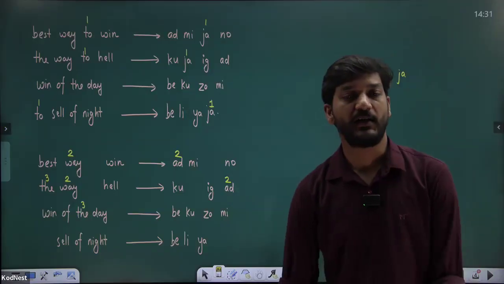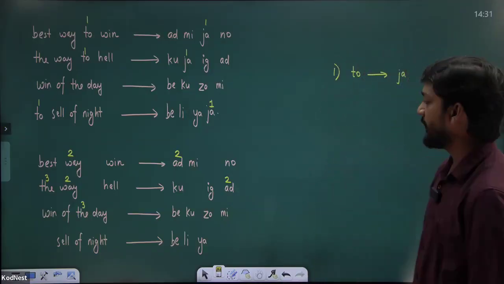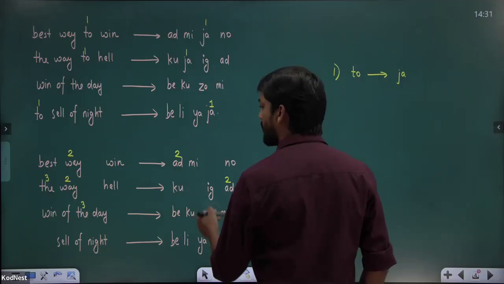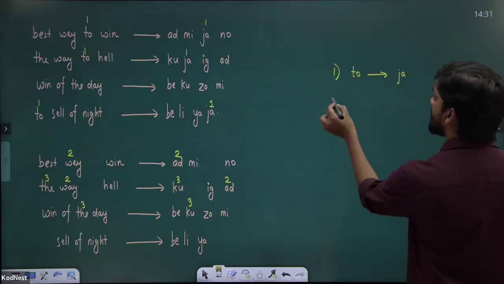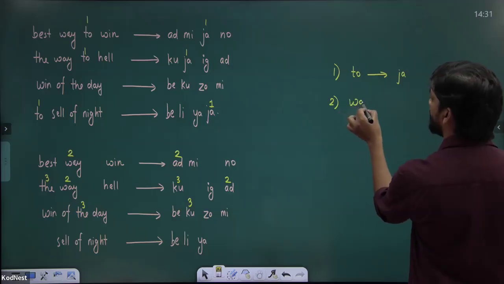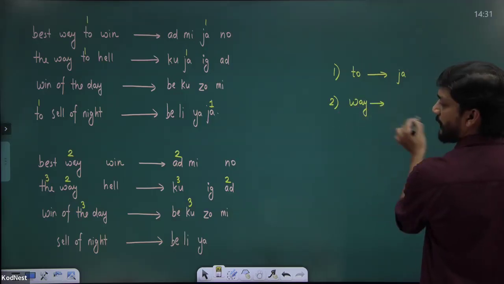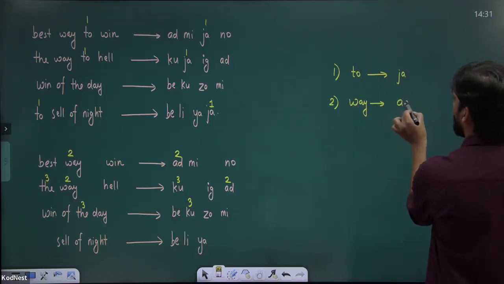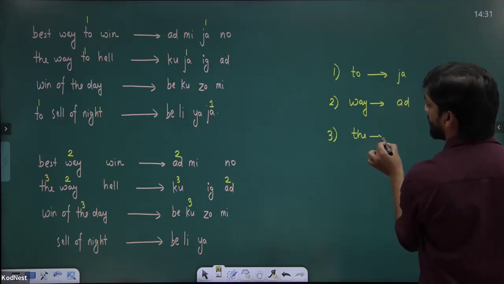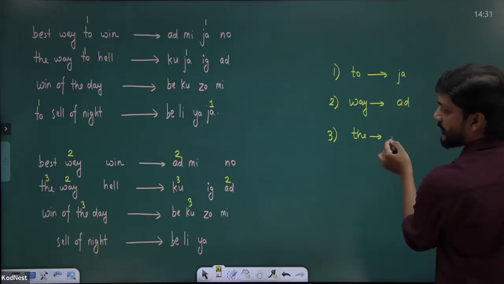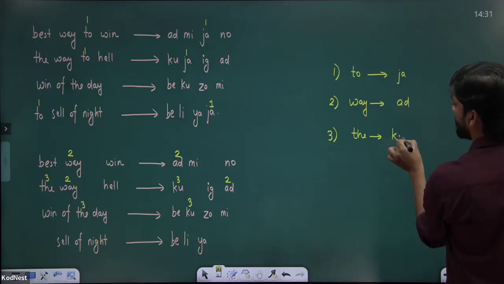What is common? Second and third. KU. Okay, KU. So that is third. So I can say the translation of way is AD. The translation of the is what? Translation of the is KU.